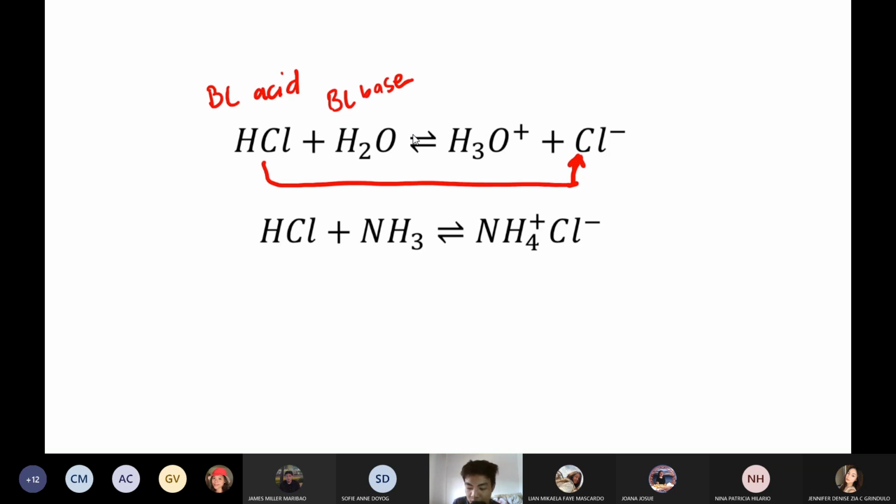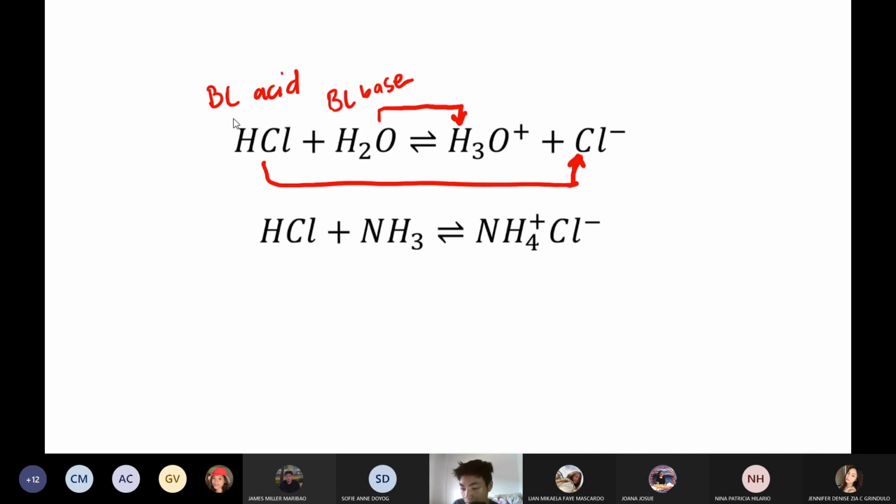Okay? So, paano siya naging Bronsted-Lowry base? Because look at the reaction. It gained a proton. So, nadagdagan siya ng H pagdating sa product side. Okay? So, from water, it became hydronium ion. Okay?